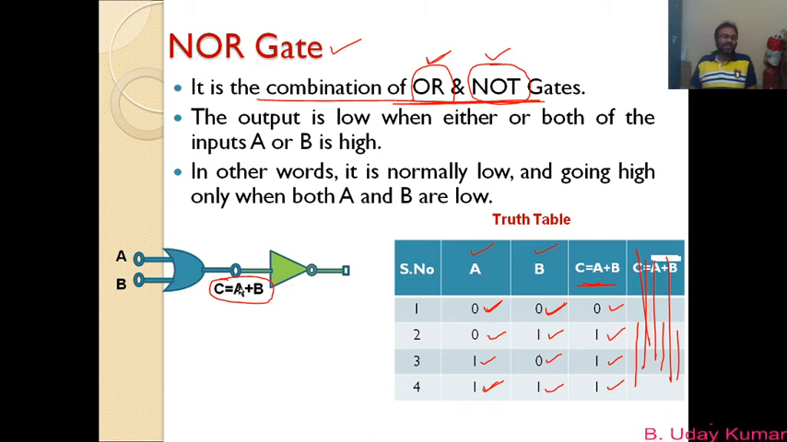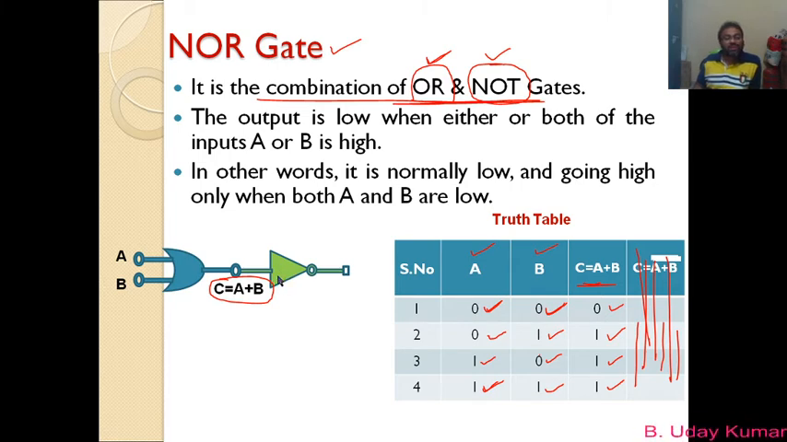Now this C becomes the joint to both the OR and NOT gate. It's a common thing now. So C becomes the output of the OR gate, and this C also becomes the input of the NOT gate. I just made a small mistake here. Here C is the output of the OR gate, and C also becomes the input of the NOT gate.